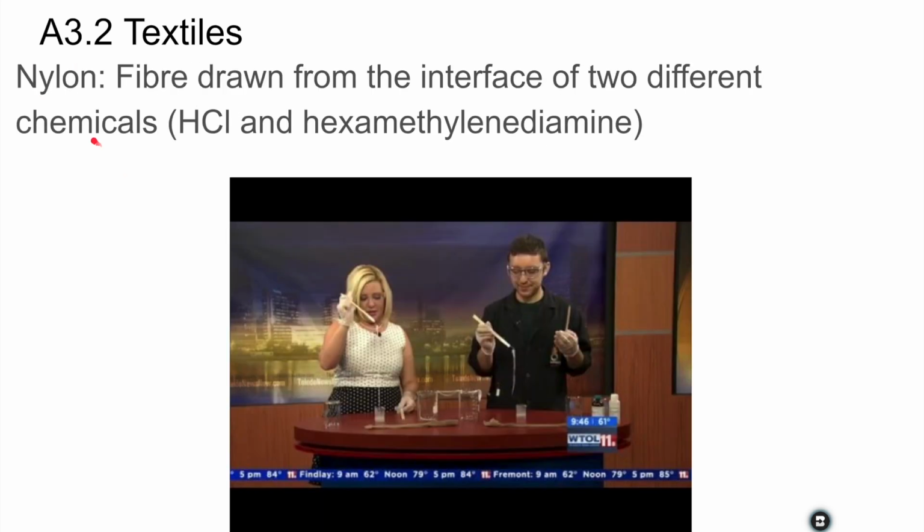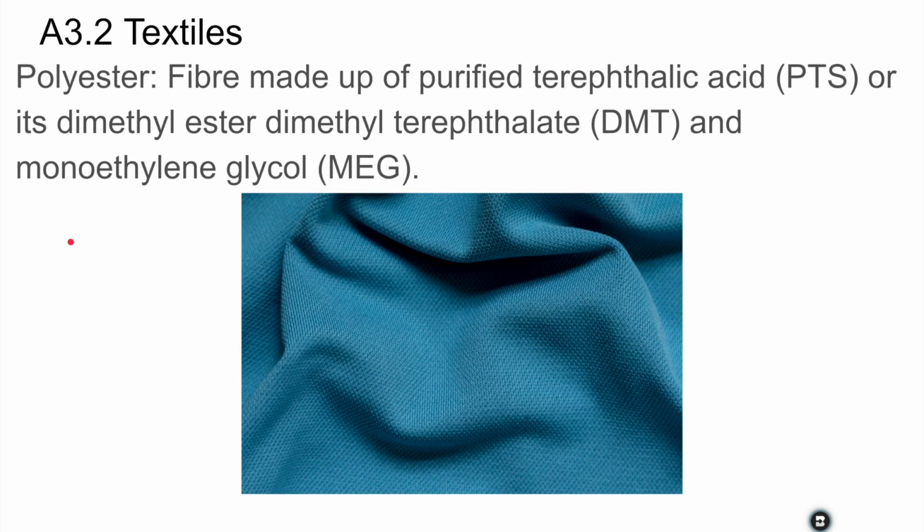This video here will show you how nylon is produced, so I would recommend that you watch it, but it is a fiber that's drawn from the interface of two different chemicals. Polyester is a fiber that's made up of purified terephthalic acid and dimethyl ester and diethyl terephthalate and a monoethylene glycol. So lots of different synthetic materials in there.